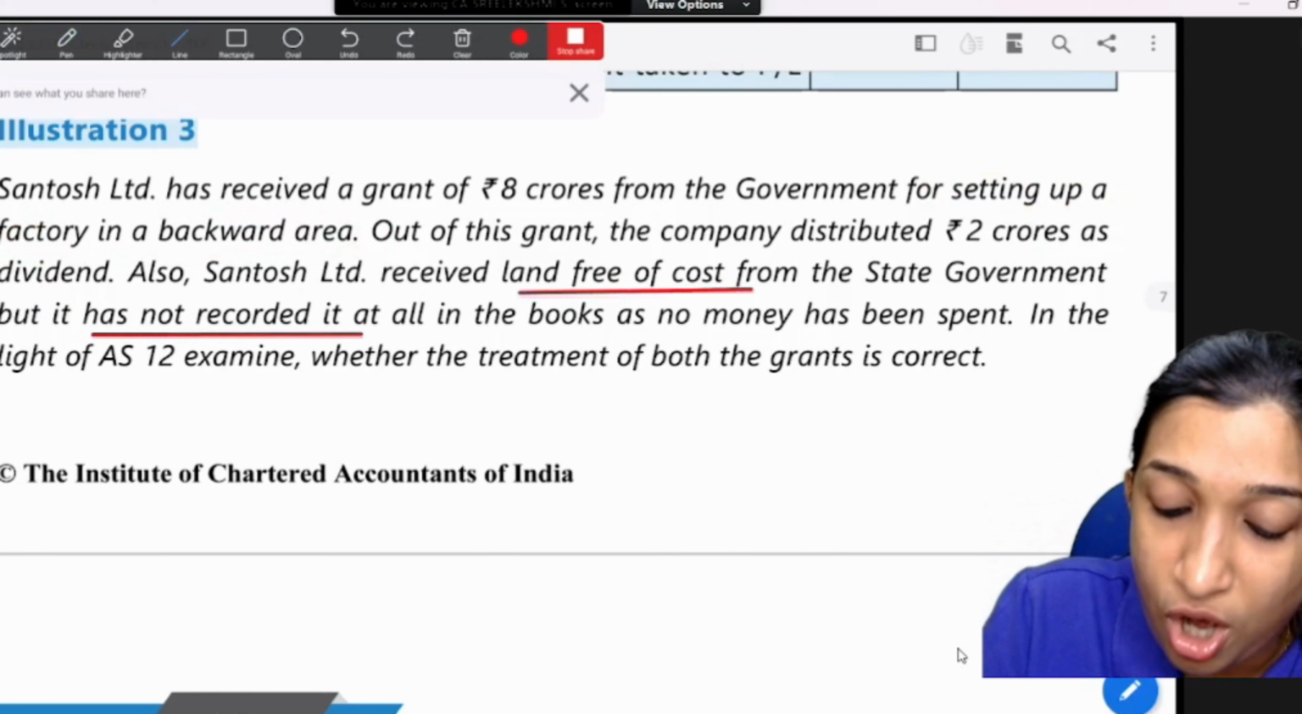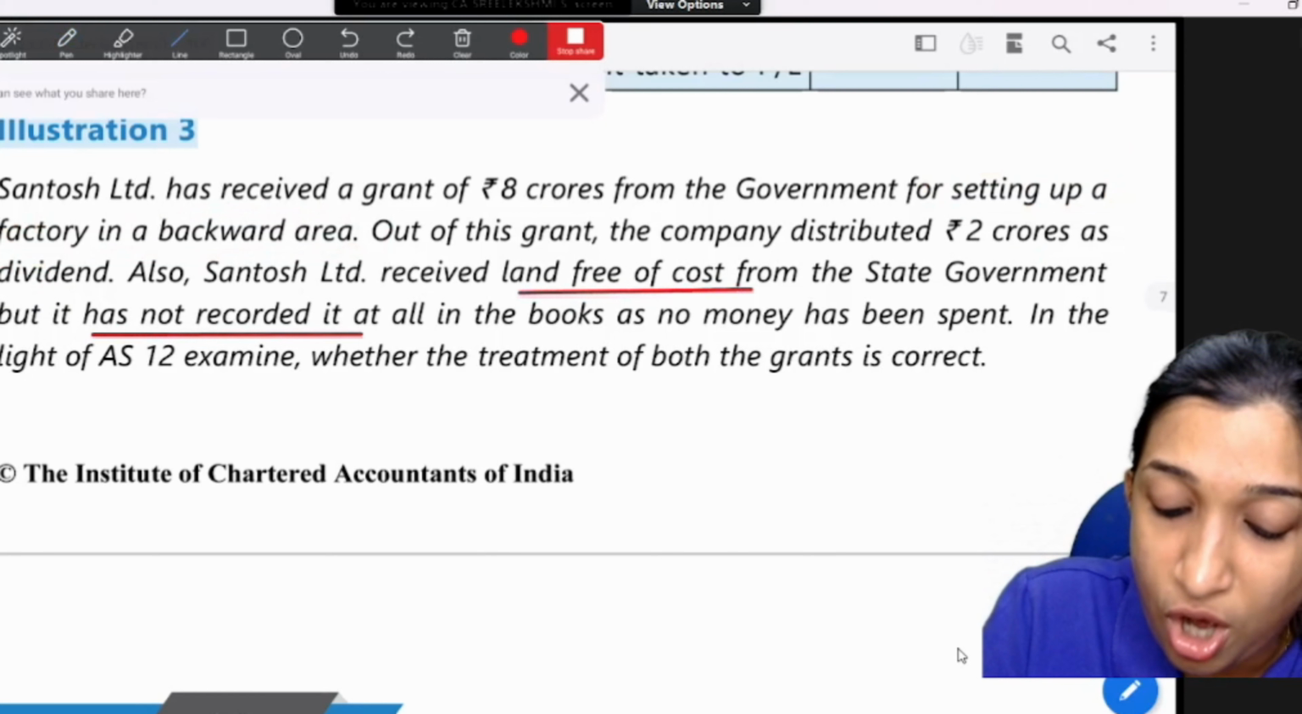Or grant is in the nature of promoter's contribution. What is promoter's contribution? Which means you are starting a business. Government is giving you grant when you start a business. So government is getting the character of a promoter, because promoters only put funds at the beginning. Government is also giving you money at the beginning, so it's like a promoter's contribution. So promoter's contribution should be credited to capital reserve.